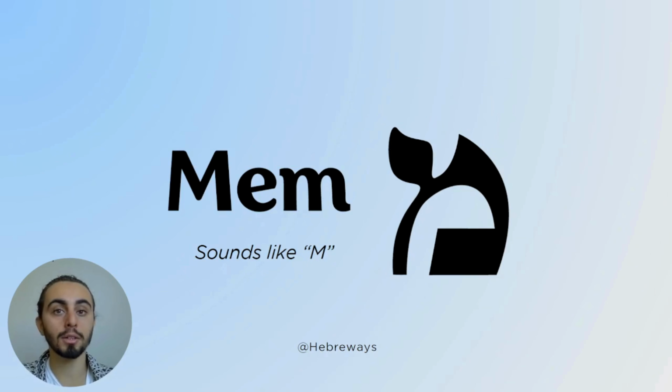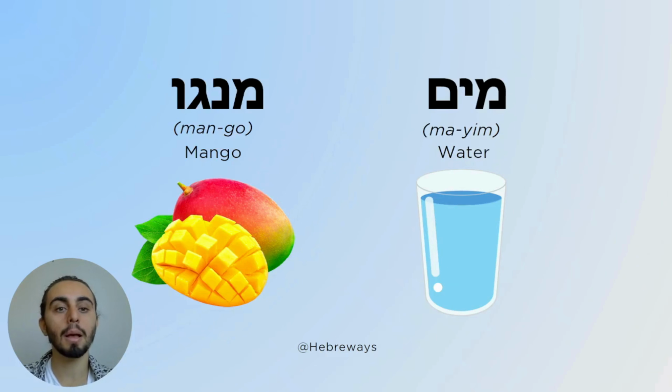Mem is the 13th letter. Mem makes the sound of M. And for example, we have here mango on the left. Mango, my favorite fruit. Oh, mango. And then on the right, super important, maim. And you can see the yud after the mem.